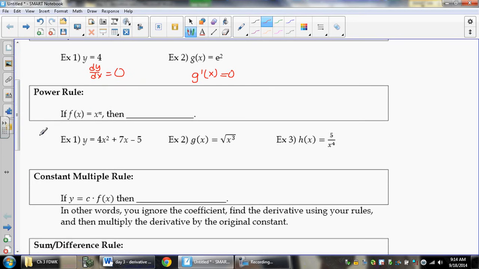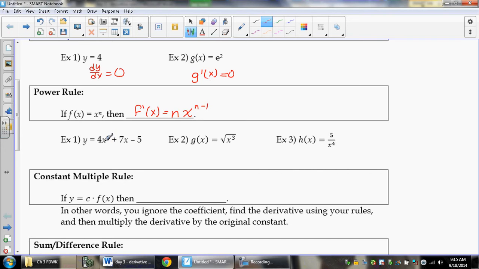Then when we come down here and we do the power rule, if f of x is x to a power n, and this works for any power of n, it can be positive, it can be negative, it can be fractions, it can be 0, any number n, if f of x equals that number, then f prime of x is n times x to the n minus 1 power. This means you bring the power down and reduce the power by 1.